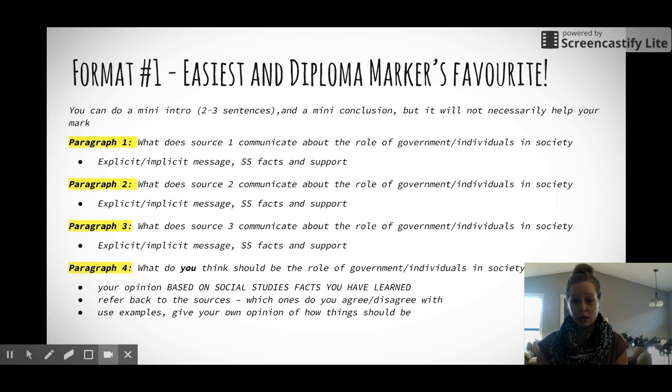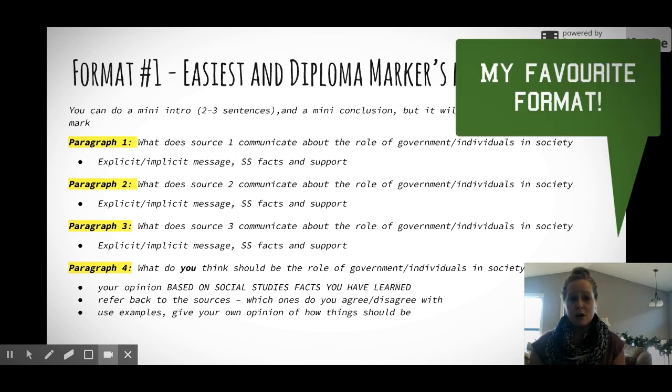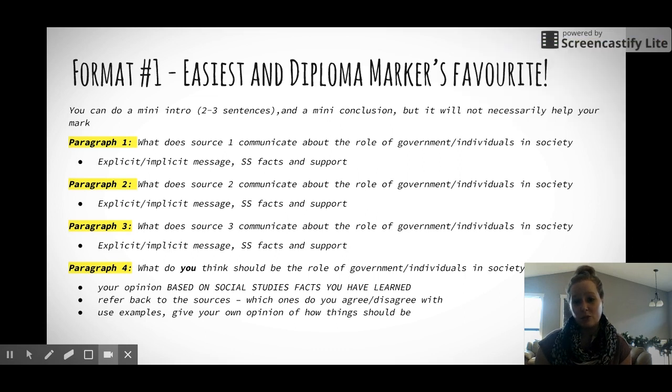Now let's take a look at the format. So there's a couple you can use. Format 1 is the easiest, and it is the diploma marker's favorite. So you can do a mini intro or mini conclusion if you want, but it's not necessary. Basically, your paragraphs 1, 2, and 3 interpret all those three sources like we talked about and answer those questions. And then in paragraph 4, that's your opinion. So you have 4 paragraphs. It's the easiest. I recommend you do this one.